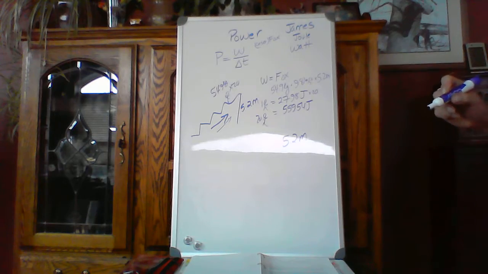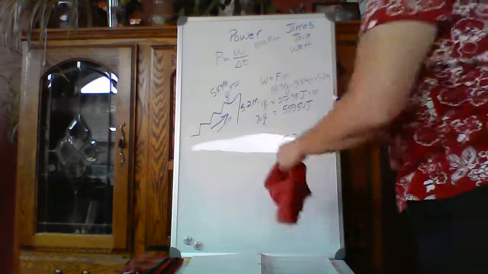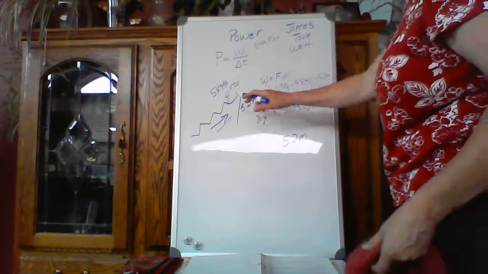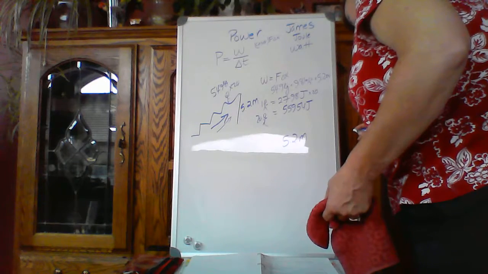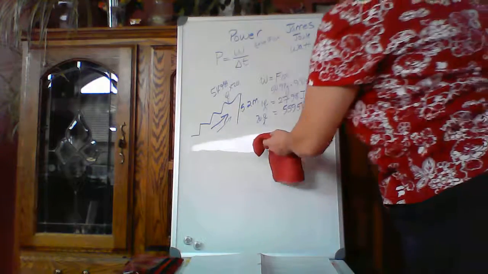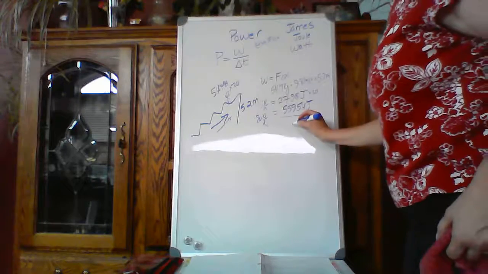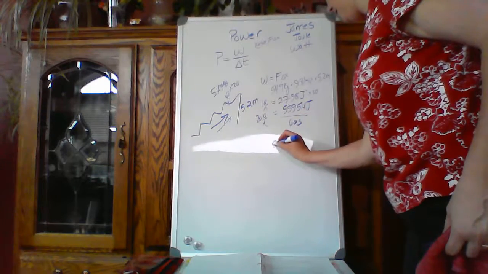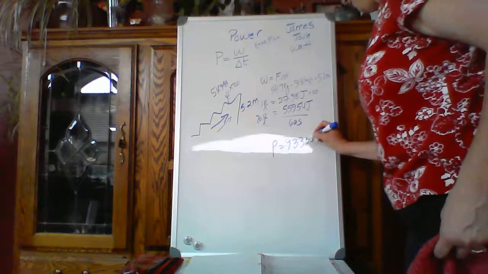But what we want to know is how much power is that? So if we figure out our work, we want to know how long it takes. We're going to say that it takes 60 seconds to go all the way up there. So we can do our work divided by 60 seconds, and that will give us a power rating of 933 watts.